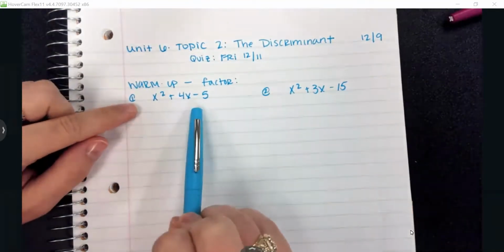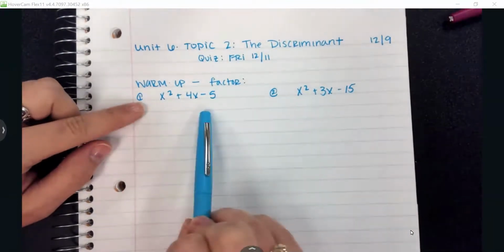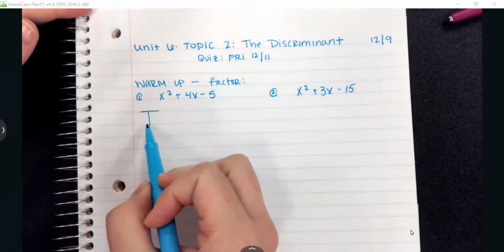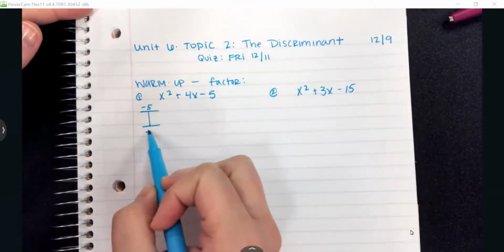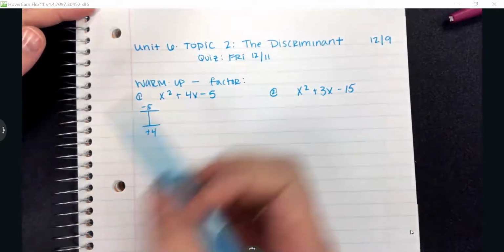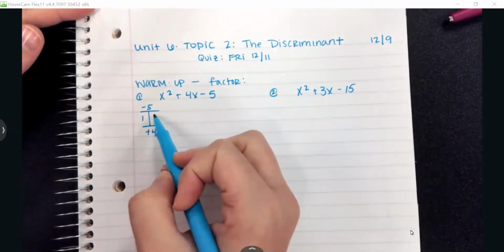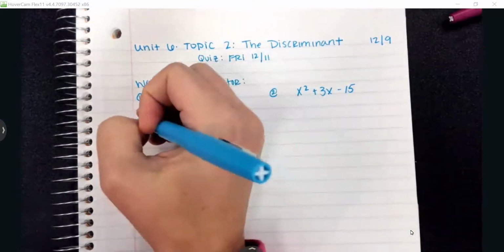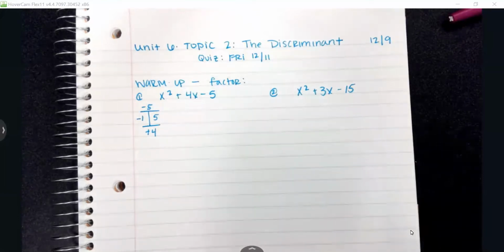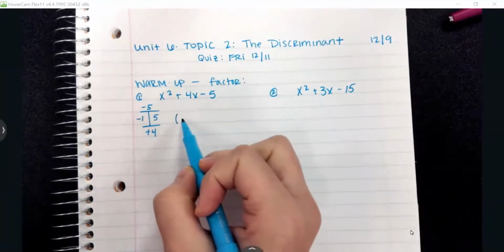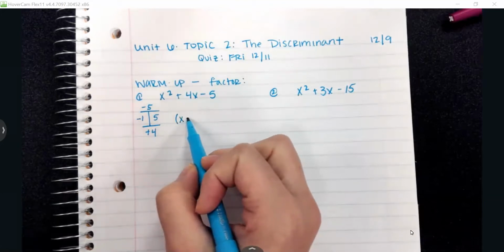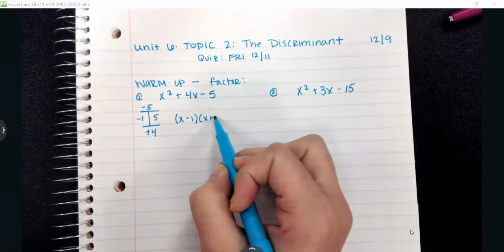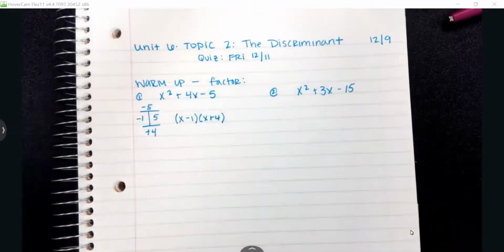X squared plus 4x minus 5. Is there a GCF? Can I make an eye chart? Okay, so I have an eye chart of a -5 and a +4. The only numbers that give me 5 are 1 and 5. What about 1 and 5? -1 and a +5. So what's going to be in my first parenthesis? X minus 1. What's in my second parenthesis? X plus 4. Do I need to multiply or divide or do anything else?